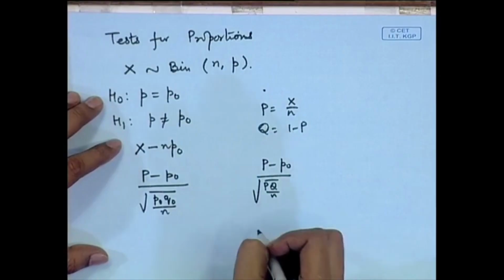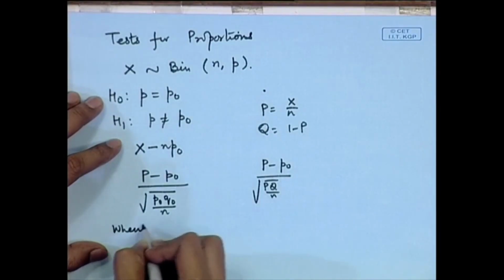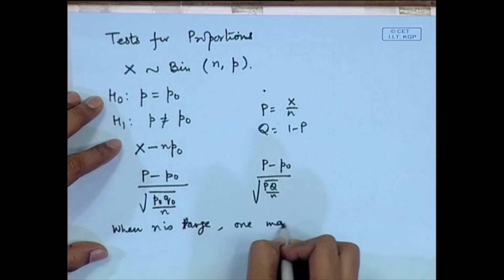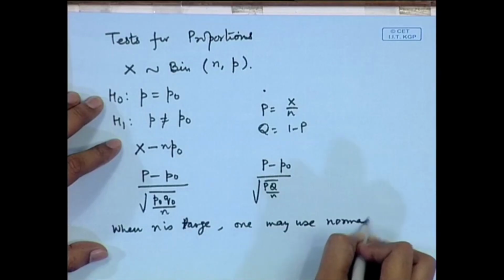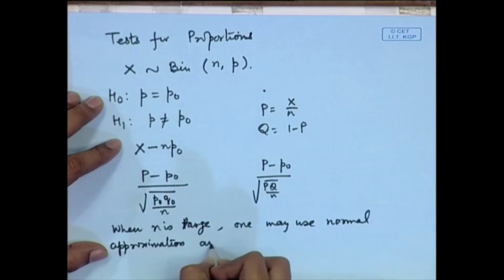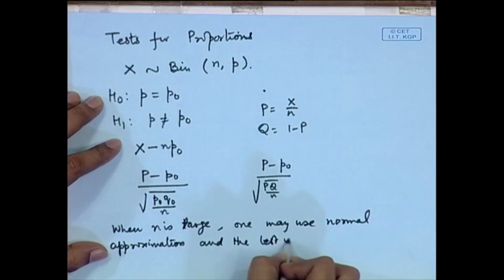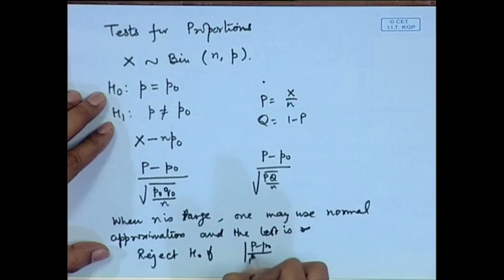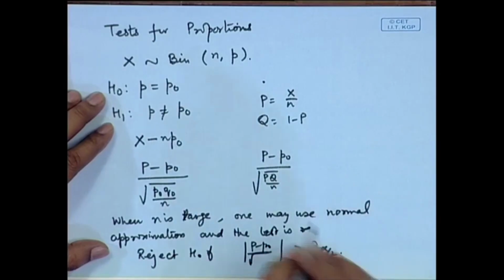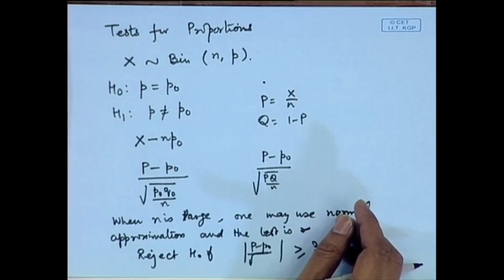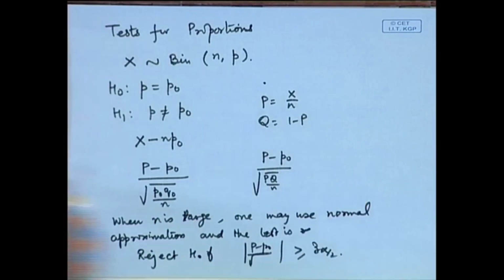So, one may use either of these things, and when n is large, one may use normal approximations and the test is reject H0 if the absolute value exceeds z alpha by 2. Let me consider an example here.